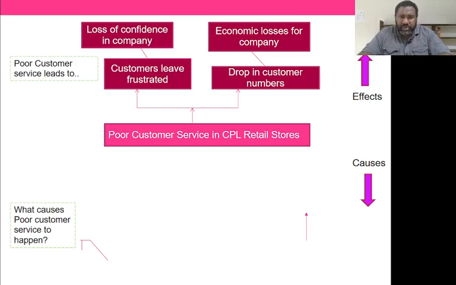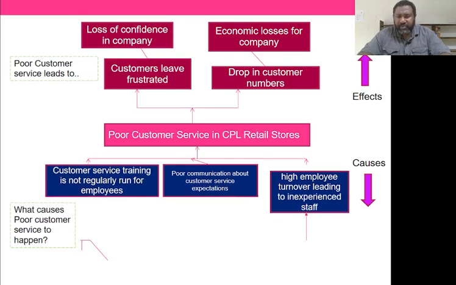If we look at the causes, what causes poor customer service to happen, we might identify, or when we dig a bit deeper, we might identify that the three things that are actually causing this poor customer service to happen in the CPL retail stores. So number one is customer service training is not regularly run for employees. So maybe for CPL, when employees are employed, they don't actually get training regularly.